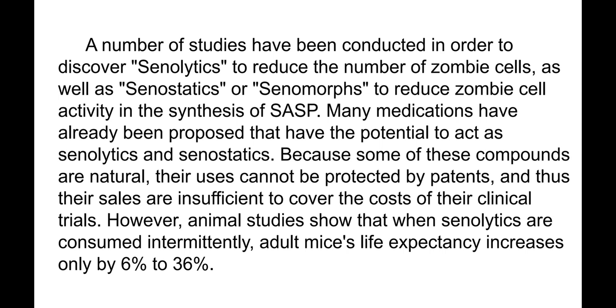Many medications have already been proposed that have the potential to act as senolytics and senostatics. Because some of these compounds are natural, like fisetin, their uses cannot be protected by patents, and thus their sales are insufficient to cover the cost of the clinical trials. However, animal studies show that when senolytics are consumed intermittently, adult mice life expectancy increases by 6 to 36%.